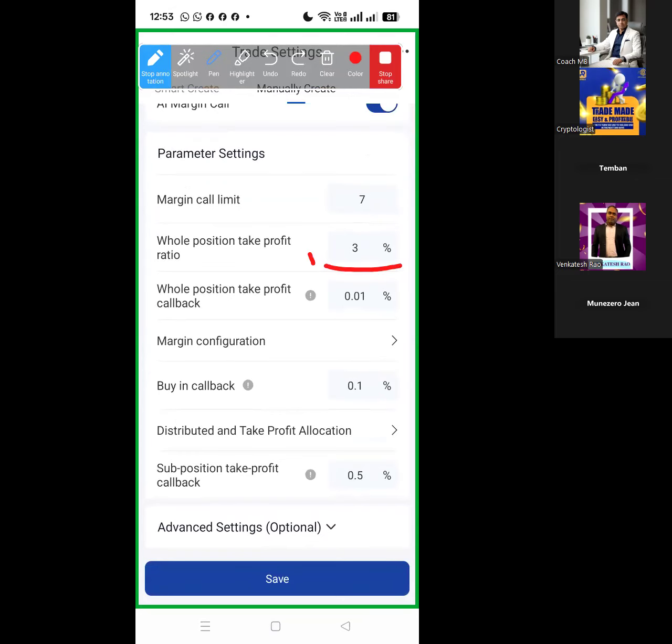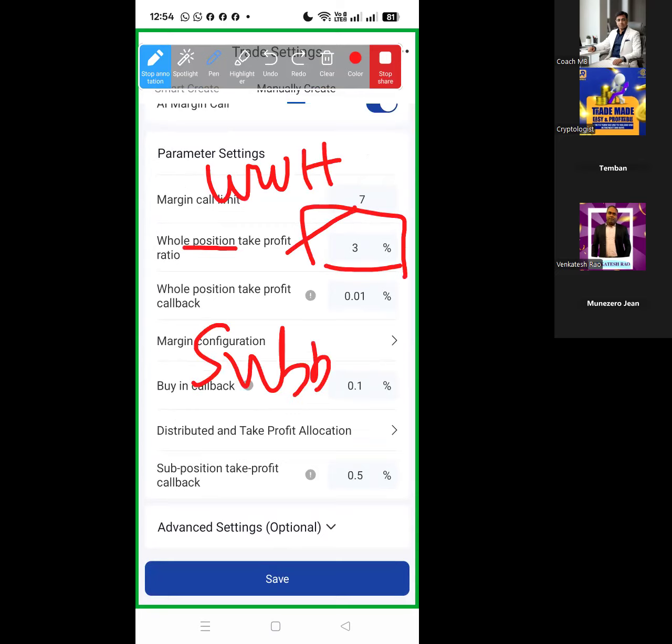Okay. So you see here how many margin calls you want to open, and what is the take profit that you want to target in the whole position. Whole position means that if you are trading in whole warehouse mode, then all the margin calls will be closed at this take profit percentage. Or if you are using the sub-bin mode strategy, then only the 0 to 4th call will be closed at this profit percentage. I hope this is clear to you.